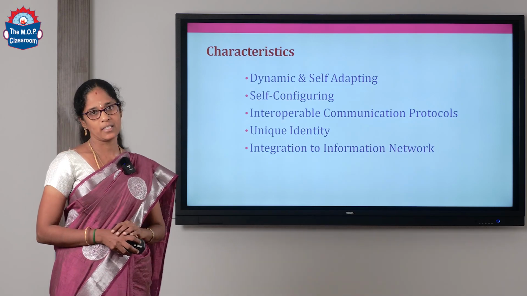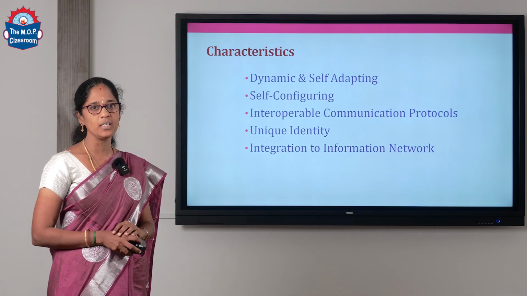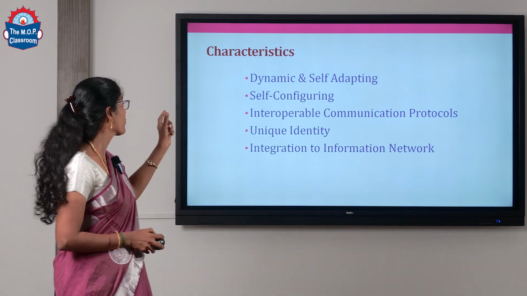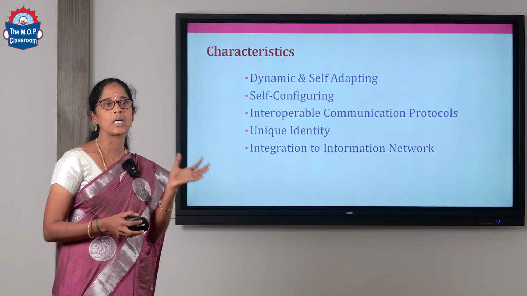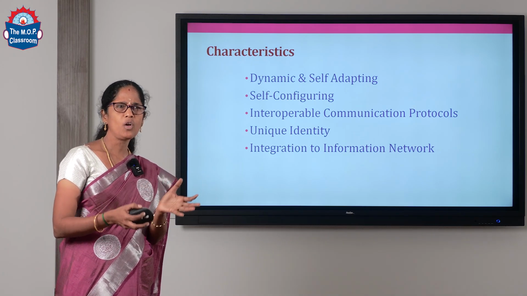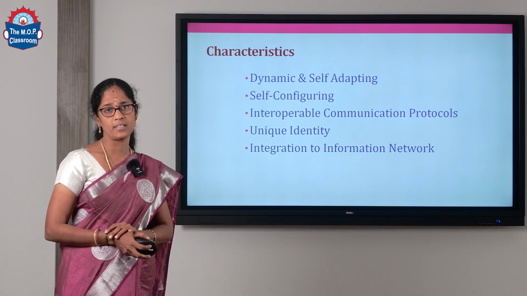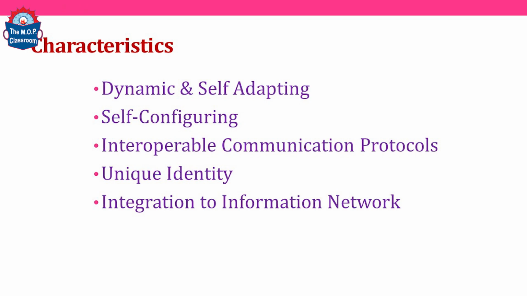Moving on to its characteristics. Internet of Things has the features of being dynamic and self-adapting. That means, IoT devices are smartphones or sensor based appliances which we use in our day-to-day lives, in TVs, smart lights or smart roads, etc. In all these appliances, the dynamic and self-adapting nature is there. All these devices are very dynamic and adaptable.